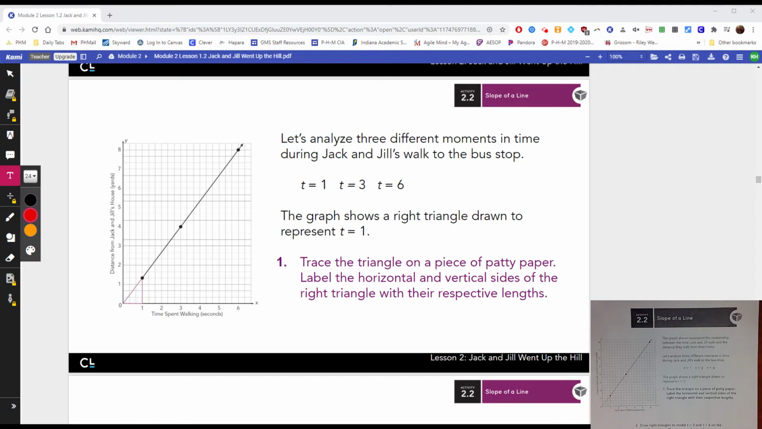So if you have your patty paper, we're going to trace it on patty paper, and we're going to label the horizontal and vertical sides with their lengths. So I'm going to put this right on my graph, and I'm going to trace this triangle here. This bottom side, the base here, is a distance of 1. And if I look, the height is a distance of 1 1/3, or 4/3.